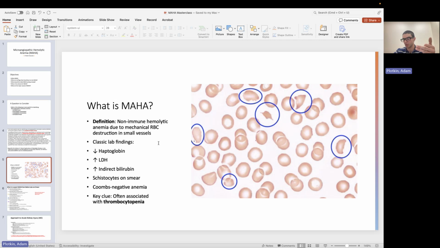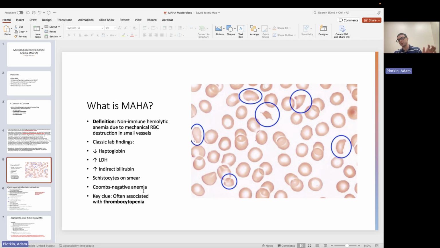They're found in just a ton. They're found in high amounts in my red blood cells. So when my red blood cells shear, they release the LDH, indirect bilirubin, and heme. The heme gets bound up by haptoglobin, so haptoglobin ends up being low. Free haptoglobin ends up being low. We're going to see those schistocytes, and then by definition, this is a Coombs negative anemia, right?